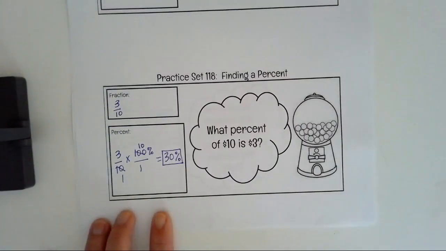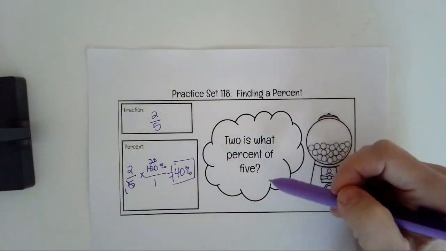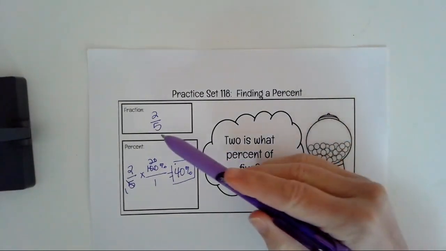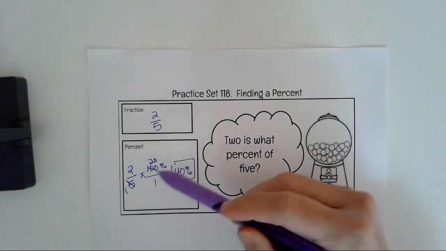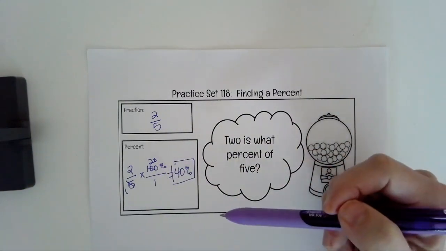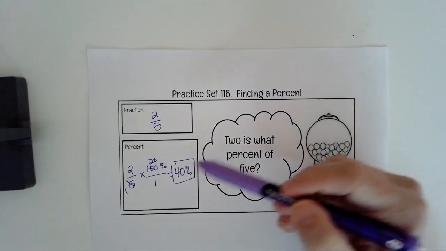2 is what percent of 5? 2/5 times 100%. I reduced it before I multiplied it. You maybe reduced it after. That's fine, as long as you got 40%.